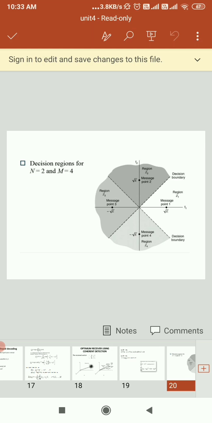So here we can take decision regions for n equal to 2 and m equal to 4. You can observe here how you will get the decision region for n equal to 2 and m equal to 4. Here you can see message points 1 to 4, and here you will get the regions Z1, Z2, Z3 and Z4. Here we are using the decision boundary.